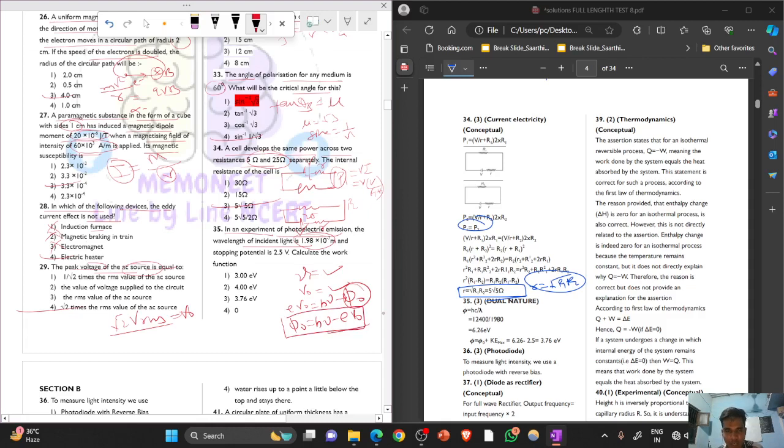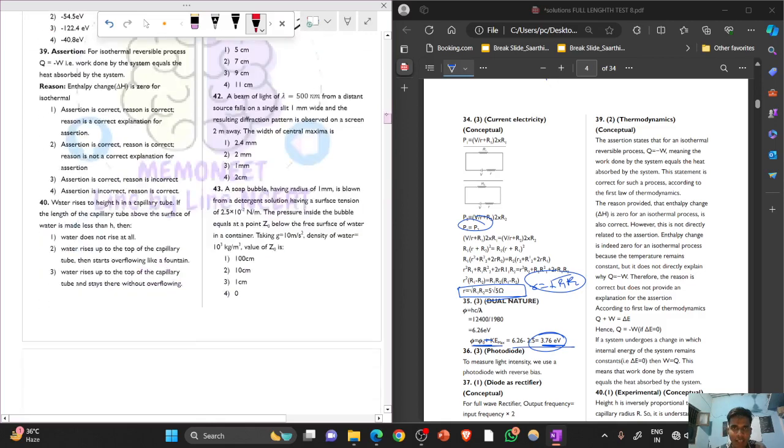Sorry. So from here you can calculate the work function, that is h mu minus e V naught. By putting all the values, you can calculate the work function. That will come out to be, simply, it will be minus. So by putting all the values, it will be 3.76 electron volt. That option number third is the correct answer. Now moving to the next section.